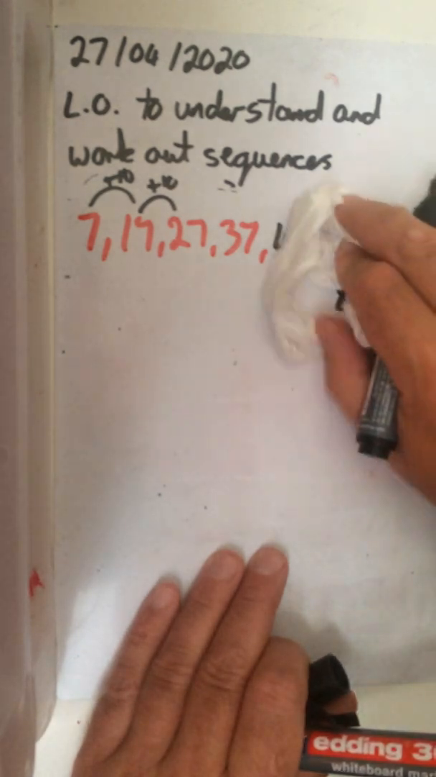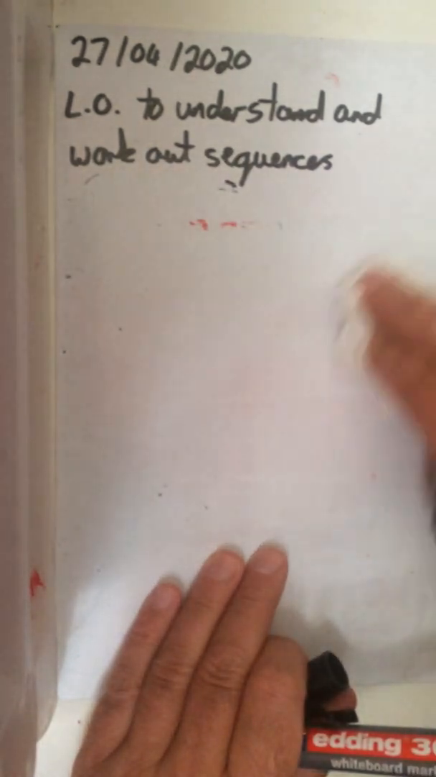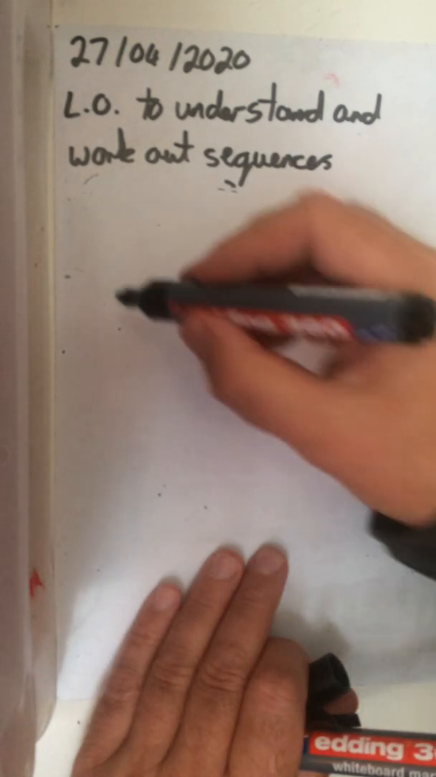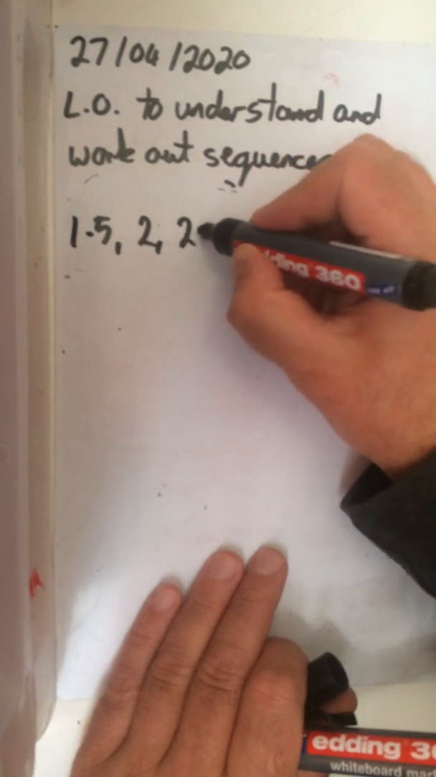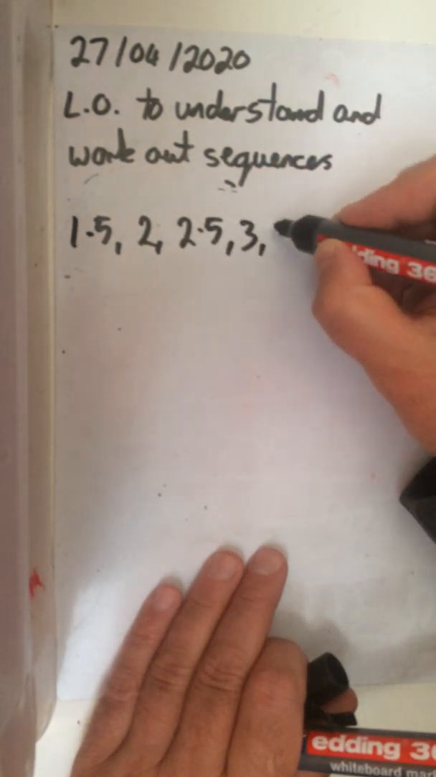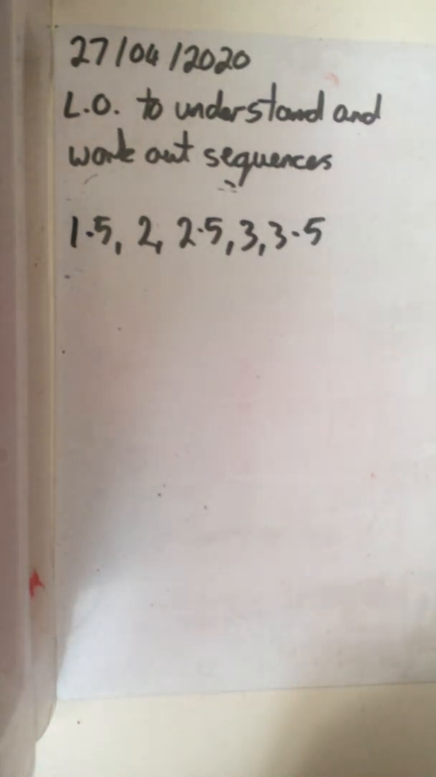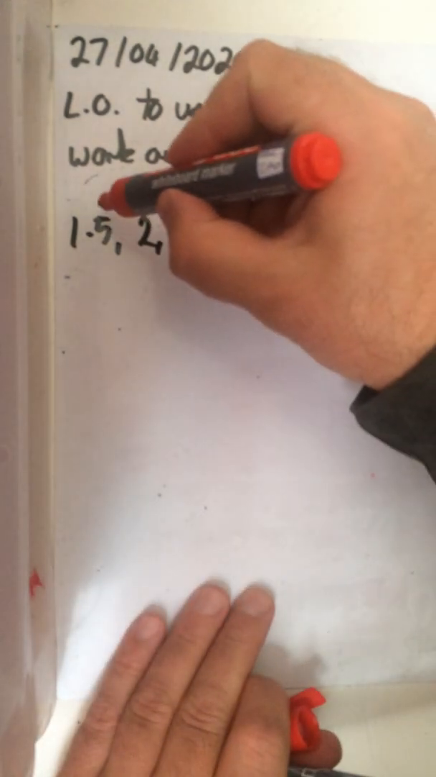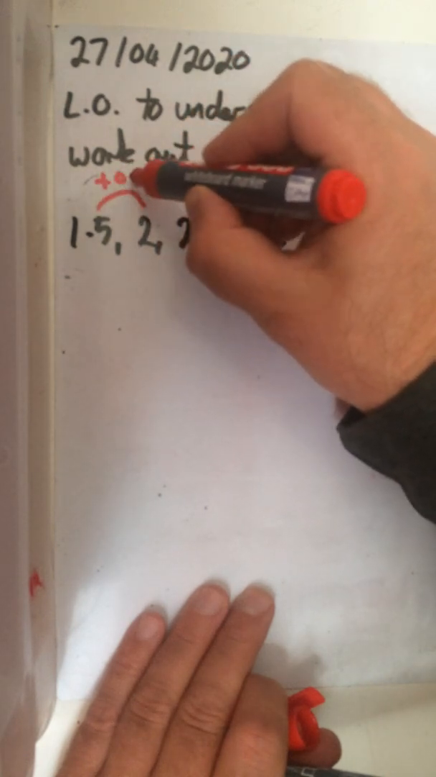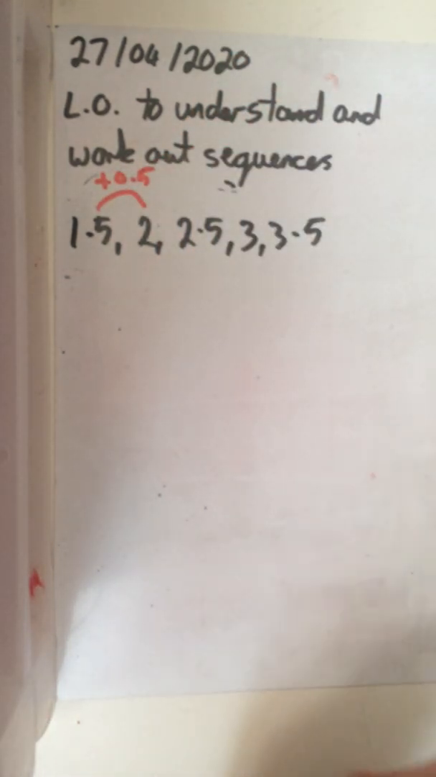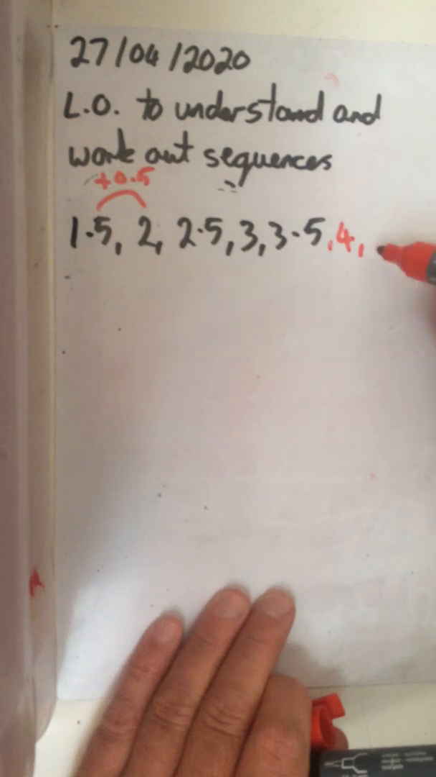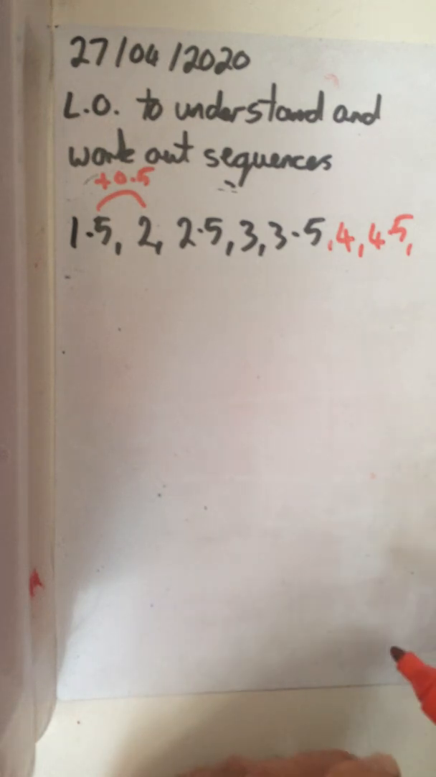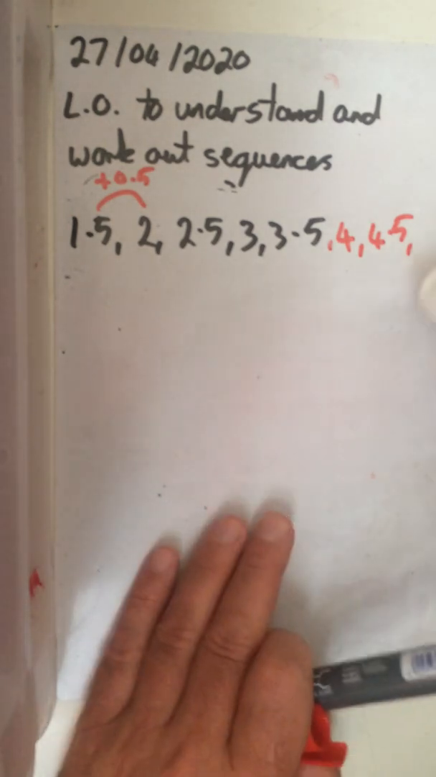They can be a little bit trickier. They're not going to be all quite as easy as that. Let's just do one with decimals. So we go 1.5, 2, 2.5, 3, 3.5. Again, you can see each time you're adding 0.5. You're adding a half. So the next one in the sequence is going to be 4, then 4.5. So each time you're adding 0.5. So it can be in decimals as well.